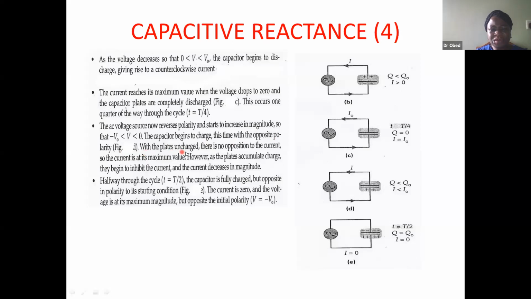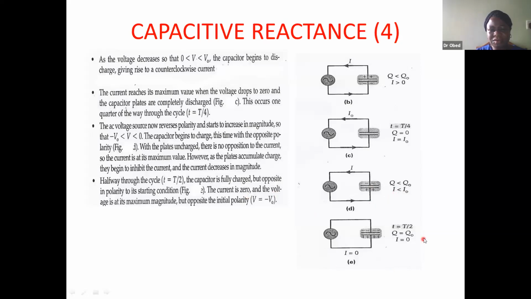With the plates uncharged, there is no opposition to the current, so the current is at its maximum value. However, as the plates accumulate charge, they begin to inhibit the current, so the current decreases in magnitude. I is less than I naught.